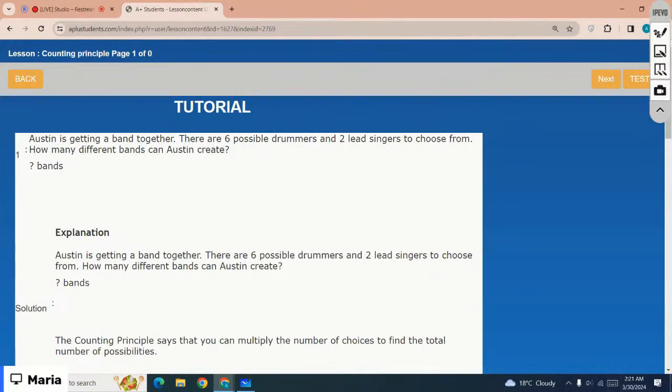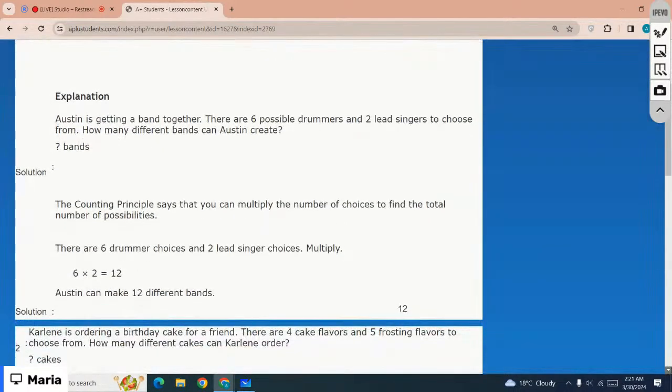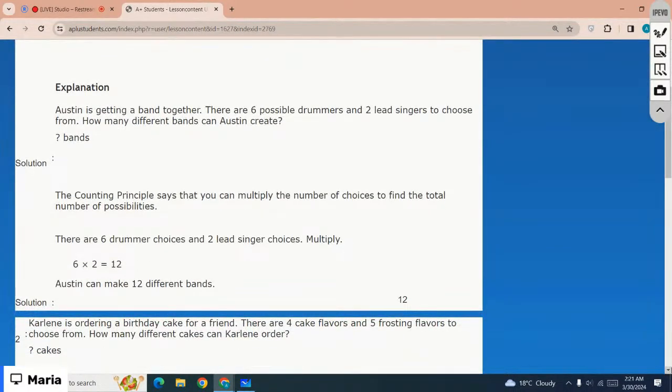So basically, you have to see what the counting principle is. The counting principle says that you can multiply the number of choices to find the total possibilities, right? For the drummers, you have six possibilities, and for the lead singers, you have two choices. So you can multiply them to find the total choices. You can do two times six, that is 12. You can make 12 different bands, right? The correct option is 12.